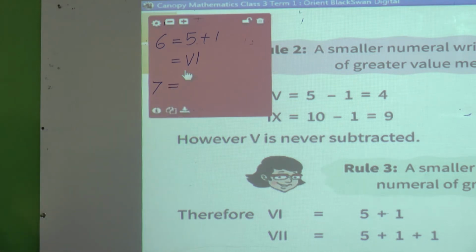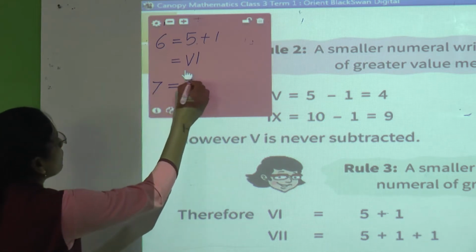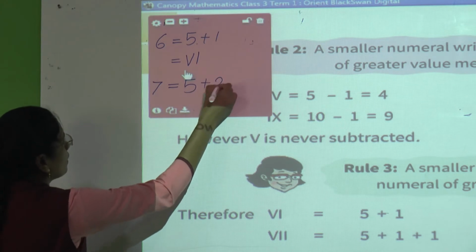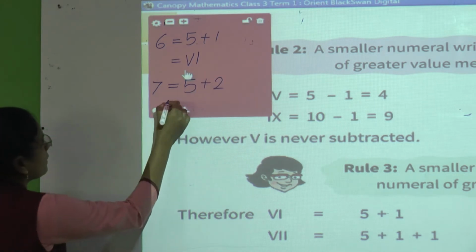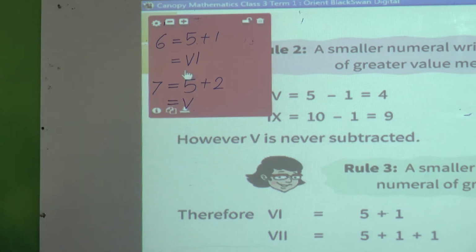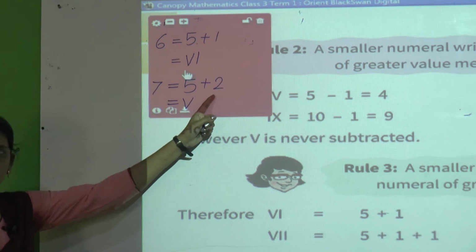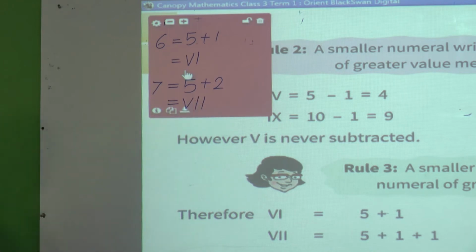Suppose you have to write 7 in the Roman number system. Then what will you do? First you have to split up the number 7. How will you split it up? 5 plus 2. 5 plus 2 is nothing but 7. So for 5 again what are we using? V. Yes, and for 2 means what? Double I. So 7 means what? V double I.